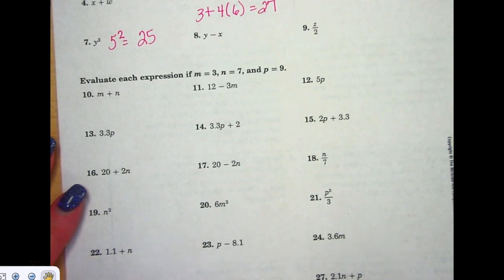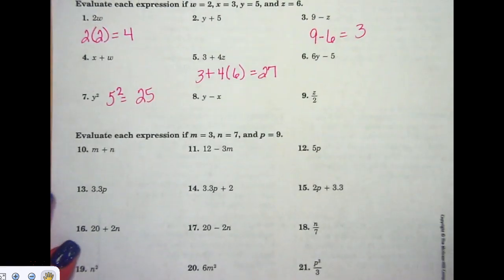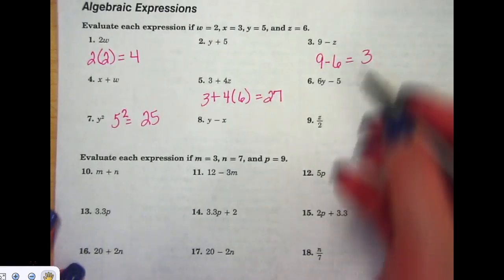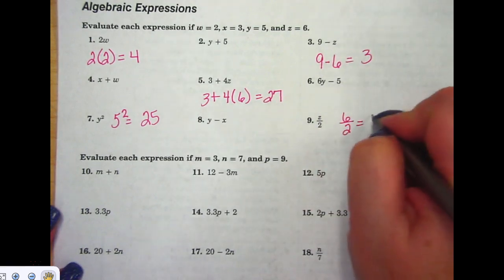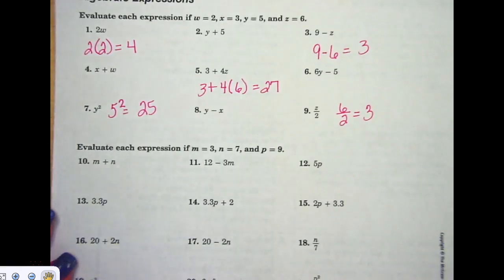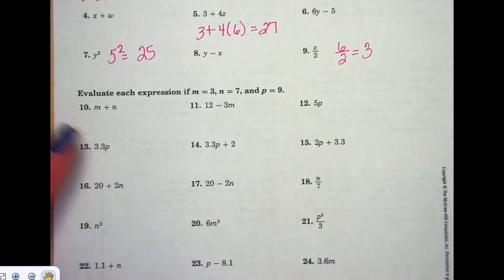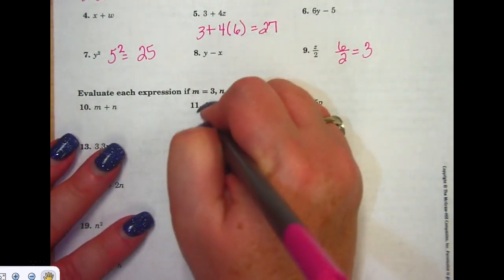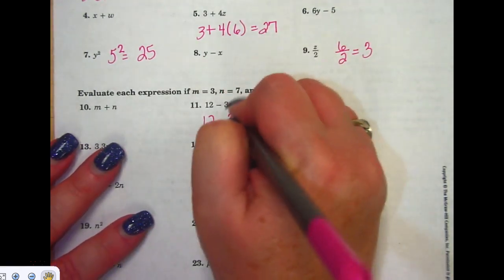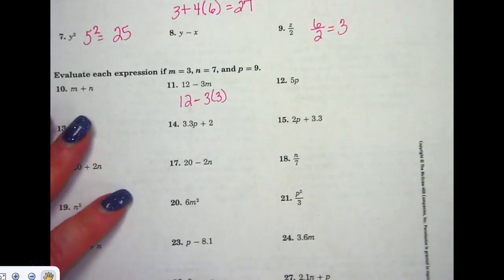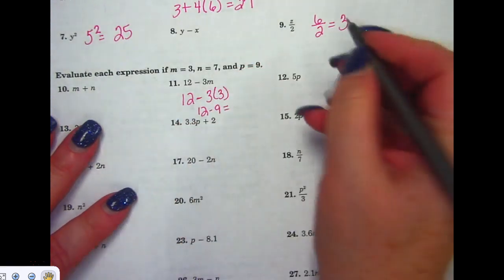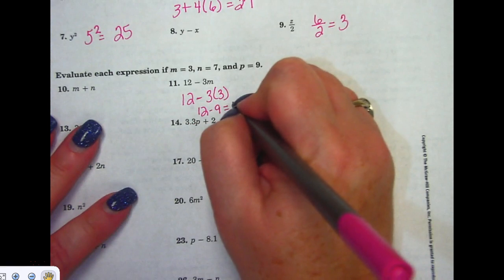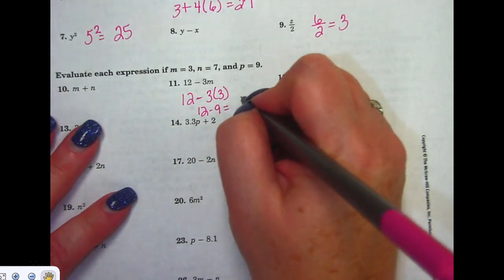Why are these a little bit different? We've got some decimals. Let's talk about what 9 means: divide, right? 6 divided by 2, and what is 6 divided by 2? 3. All right, so now we can look down here. Let's look at 11: 12 minus 3 times 3. That would be 12 minus 9, and 12 minus 9 is 3.